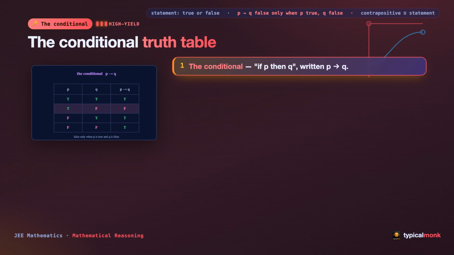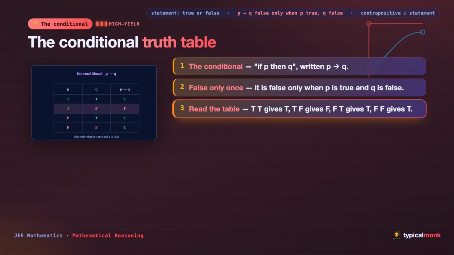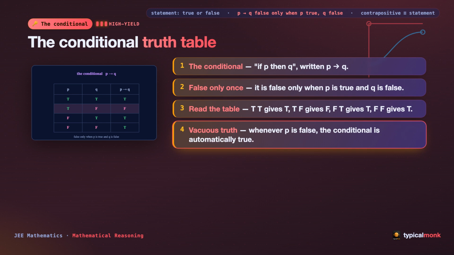Now look at the picture, the truth table of the conditional. The conditional is if P then Q, written P implies Q. False only once. The conditional is false in one case alone, when P is true and Q is false. Read the table. True and true gives true. True and false gives false. False and true gives true. False and false gives true. The vacuous truth: whenever P is false, the conditional is automatically true, no matter what Q is.